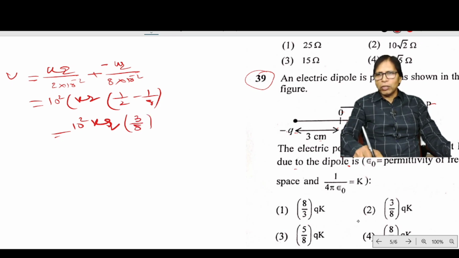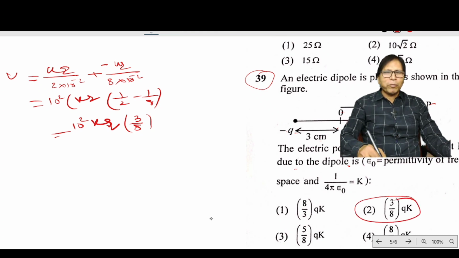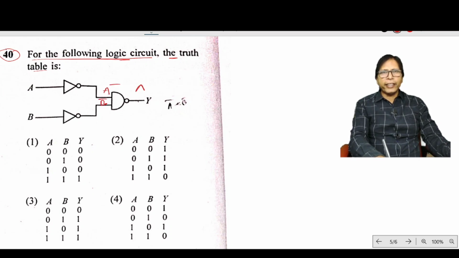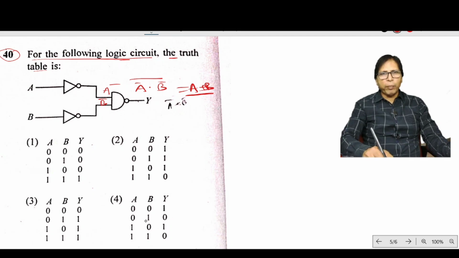Now what are the options? Look at this, this option is correct. Now look at this question number 40. In the following logic circuit, the truth table is, this is A not, this is B not, so A and B not, so this is A plus B. This A plus B is the truth table of A plus B. So option 3 is correct.